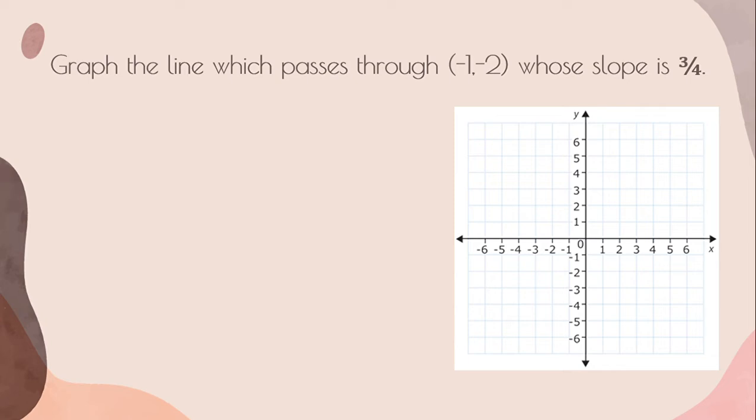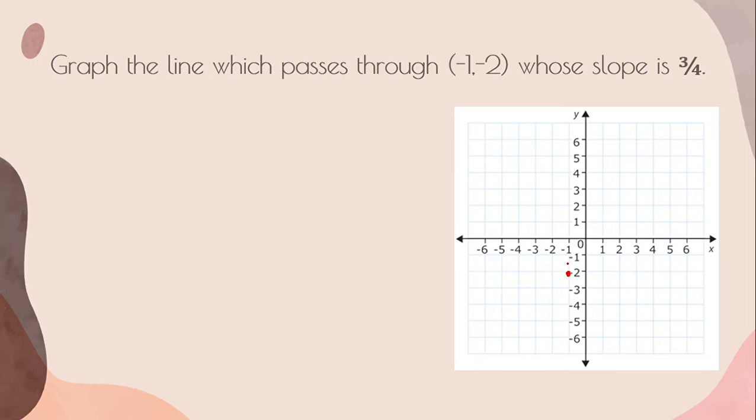So we have to graph the line which passes through (-1, -2), whose slope is 3/4. So first, let's locate (-1, -2). It's here.